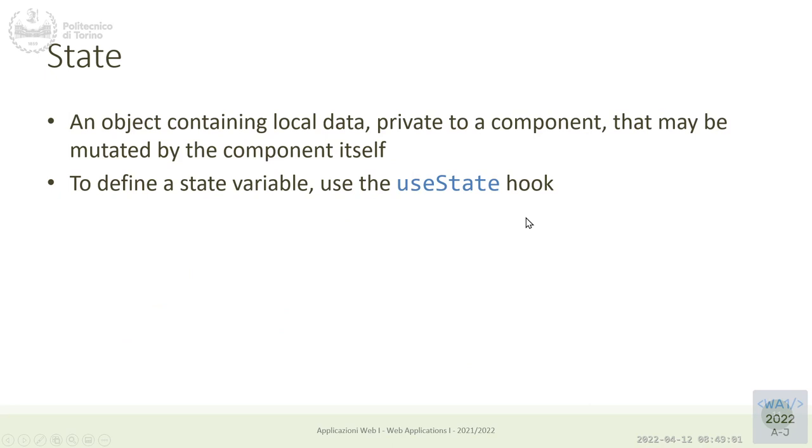State is a different piece of information and has different rules. First of all, we must use a hook, a special function, to deal with the state. And in particular, of course, the function is useState. UseState is a hook that will create one state variable for the component calling it.